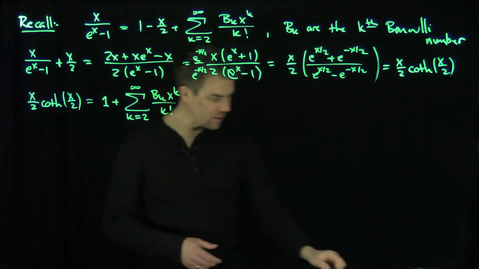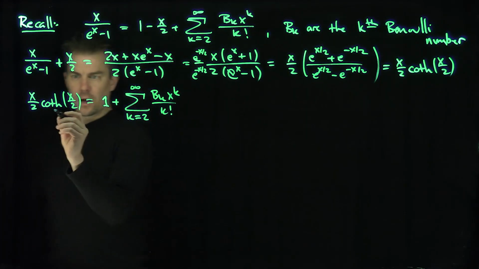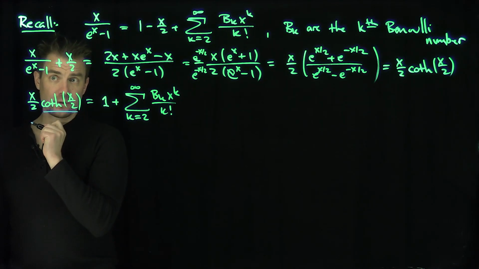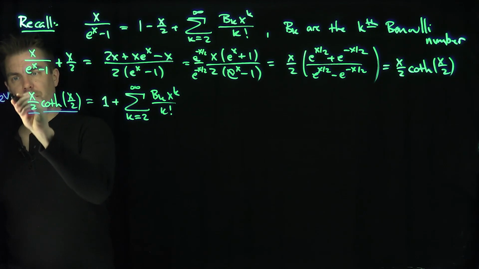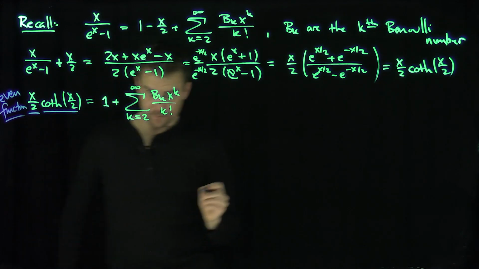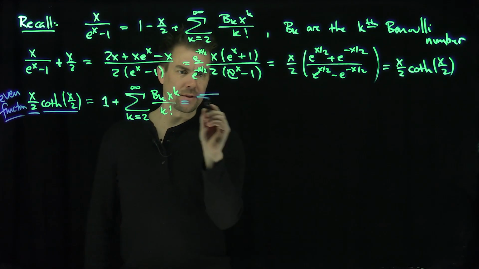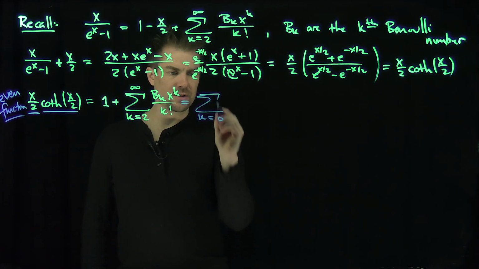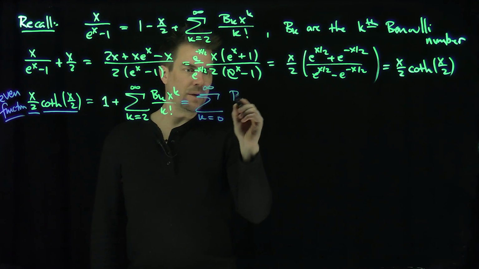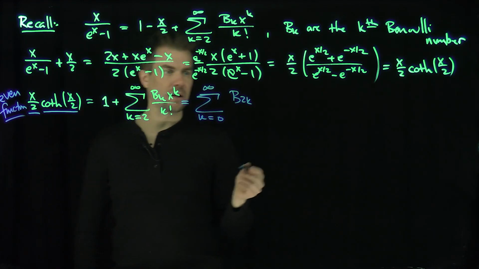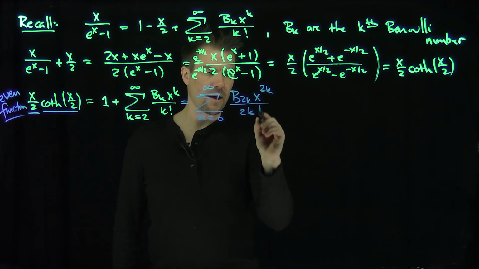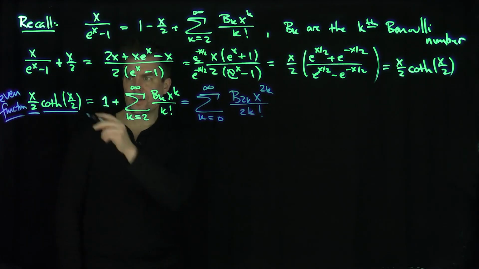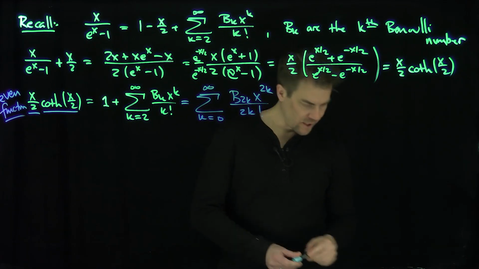Now, an important observation to make is that this function, hyperbolic cotangent of x over 2, is an odd function, and this x over 2 is an odd function, so this function over here is an even function, which means I only have even Taylor coefficients. So I can simplify this and write this as the sum, k goes from 0 to infinity, of b_2k, because I know that b_0 is equal to 1, x to the 2k over 2k factorial. So that's the expansion for x over 2 hyperbolic cotangent of x over 2.